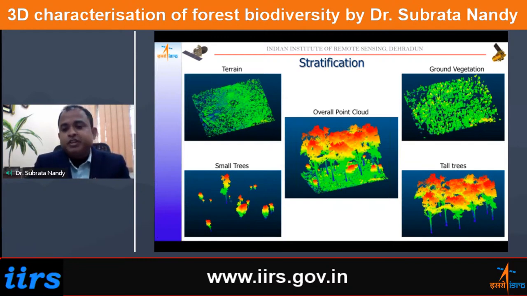Now these kind of inputs are very good when your study is related to forest stratification, or you are doing habitat mapping of some species, or you are looking for biodiversity studies, because here you can separate the overall point cloud into different components like this: terrain, ground vegetation, small trees, tall trees, or you can have your own component based on tree heights, or you can separate seedlings, saplings, and then trees in a forest area.